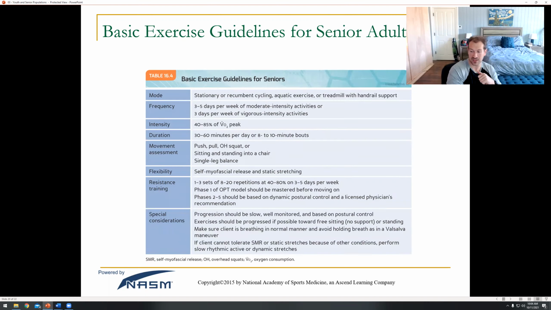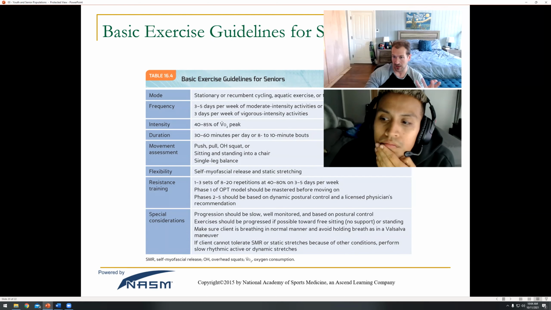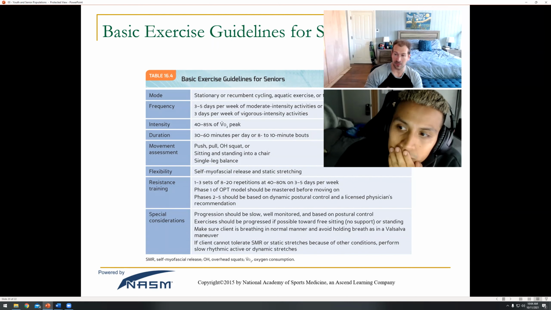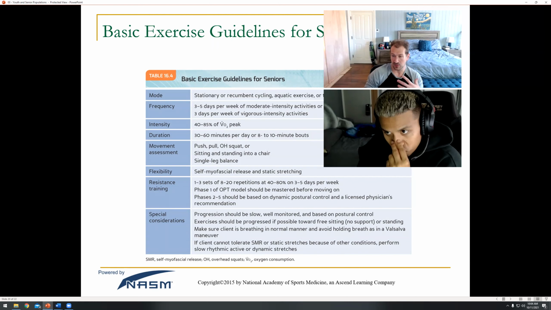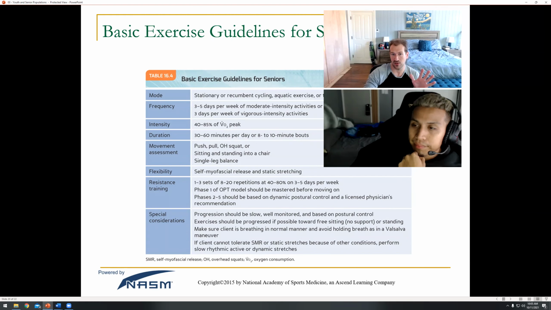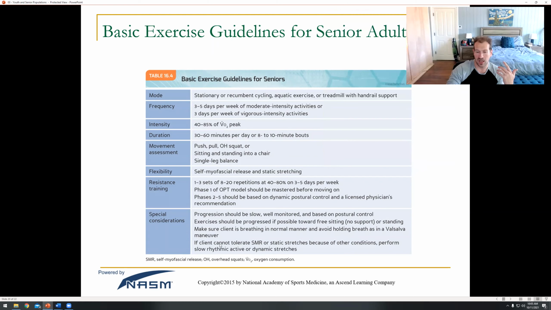If you can keep your senior clients on their feet as often as possible, that's going to help them walk as long as possible. Make sure their breathing is normal. Avoid that Valsalva maneuver that I've talked about. Do not let your senior clients hold their breath. Yes, holding your breath during like a barbell squat's a great way to create abdominal pressure and keep your disc from sliding around. But with your seniors, again, they have blood pressure issues, so we want to avoid that.